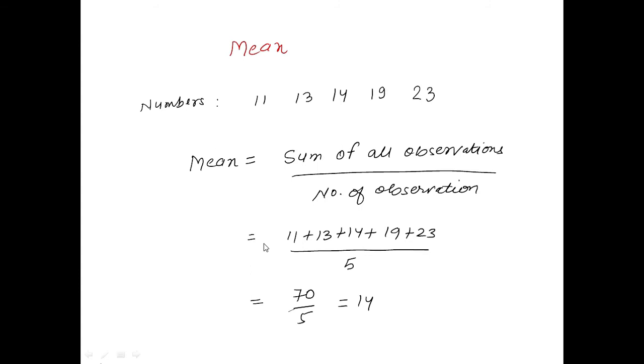Mean. Mean is the sum of all the observations divided by the total number of observations. Here we have the numbers 11, 13, 14, 19, 23. We have a total of 5 numbers here. So first we have to sum all these 5 numbers and divide the sum by the number of observations. We have a total of 5 observations here and the sum of all these numbers is 70. Divide by the number of observations, which is 5. So the mean will be 14.